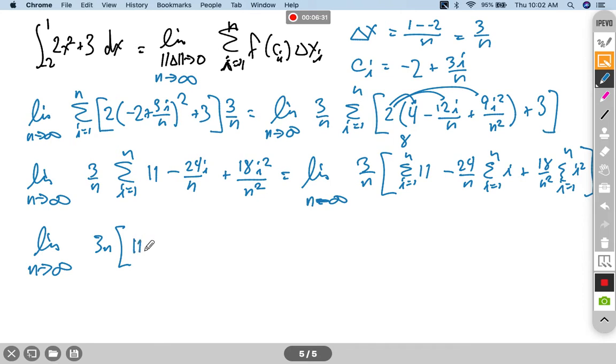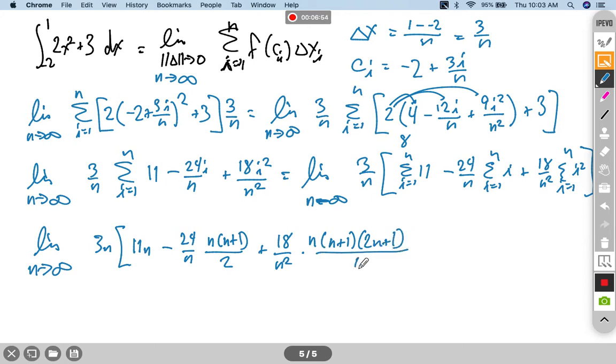So we get 11n, 24 over n times n times n plus 1 over 2, 18 over n squared times n, that's an n plus 1. I always want to say n minus 1 there for some reason. 2n plus 1 over 6.